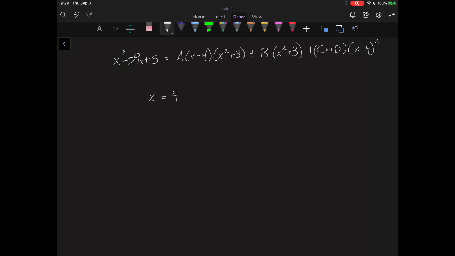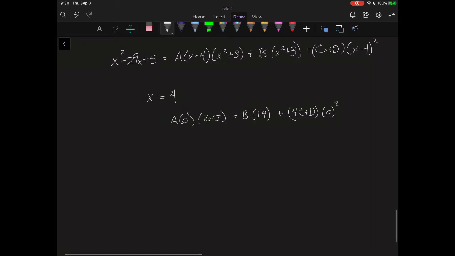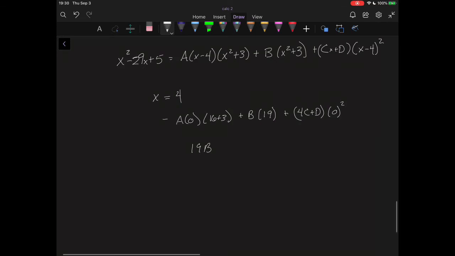If x is equal to 4, we have a times 0 times 16 plus 3, and then we have b times 16 plus 3, which is 19, and we have cx plus d, so we have 4c plus d times 0 squared. So everything cancels out except for the b, so we have 19b on this side.